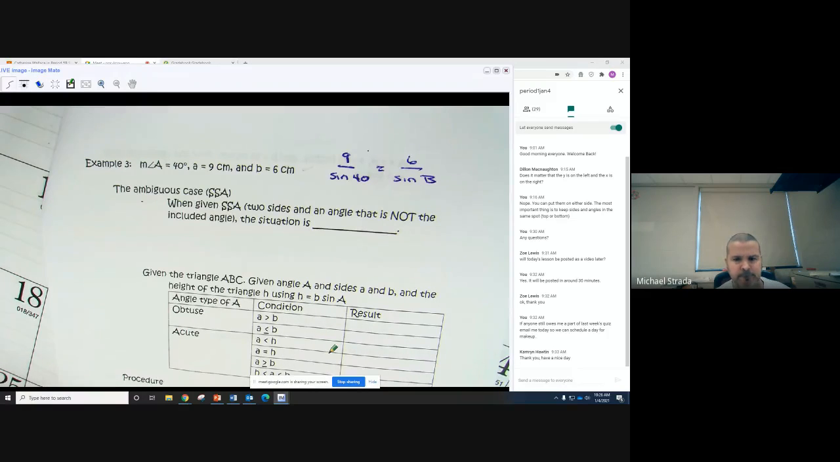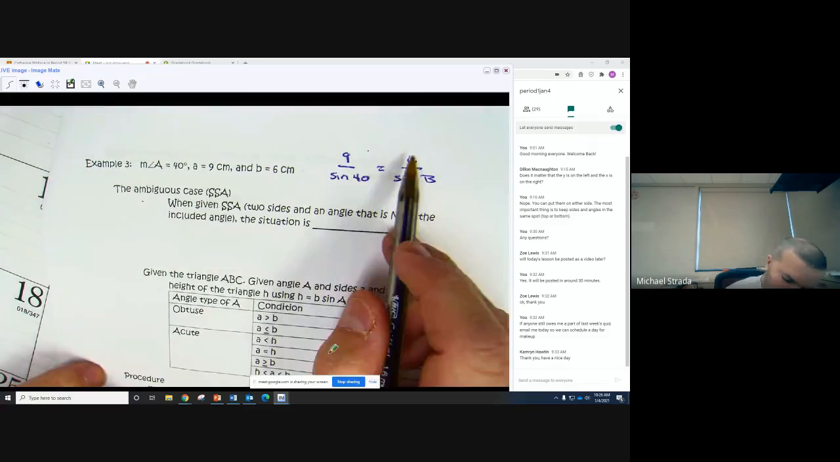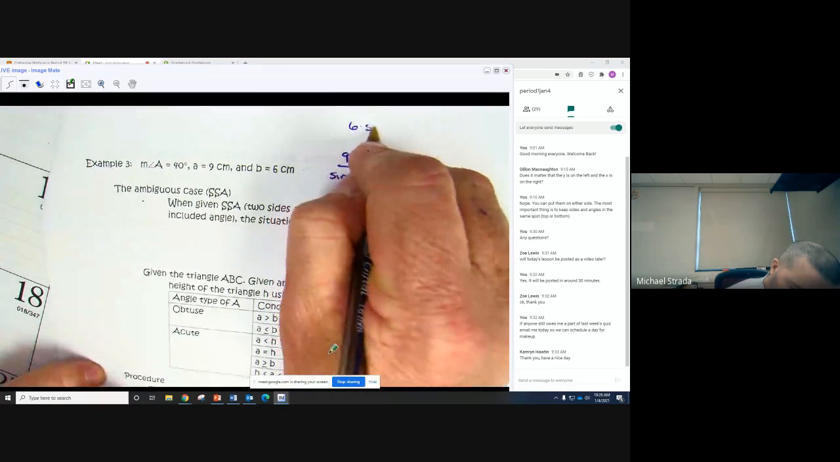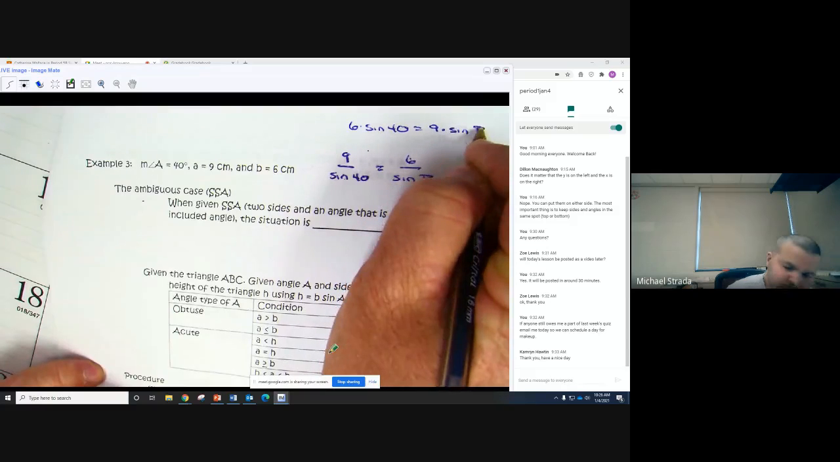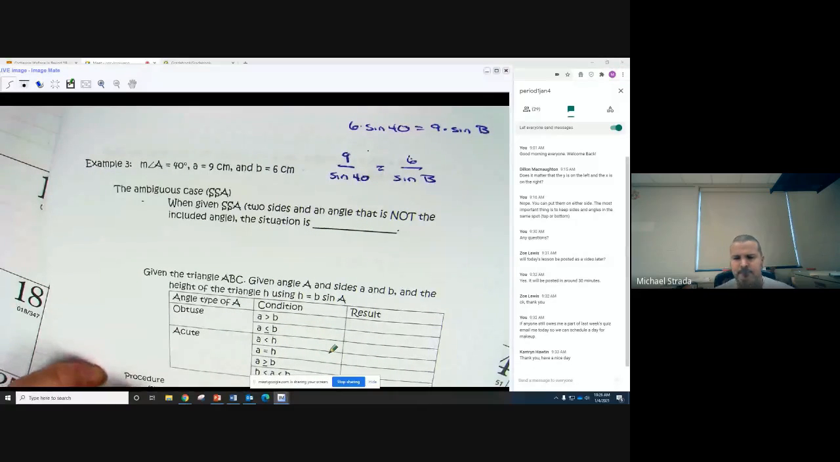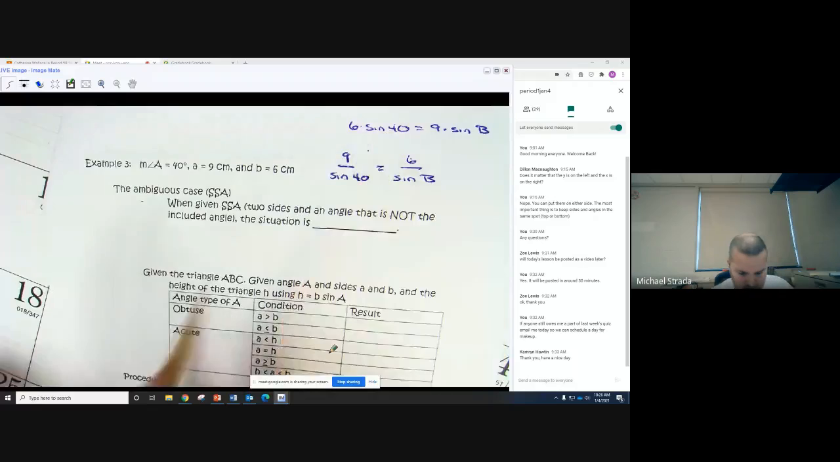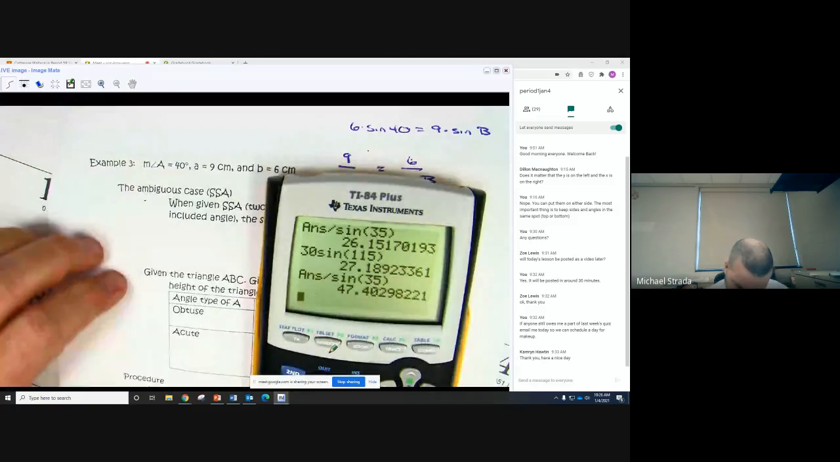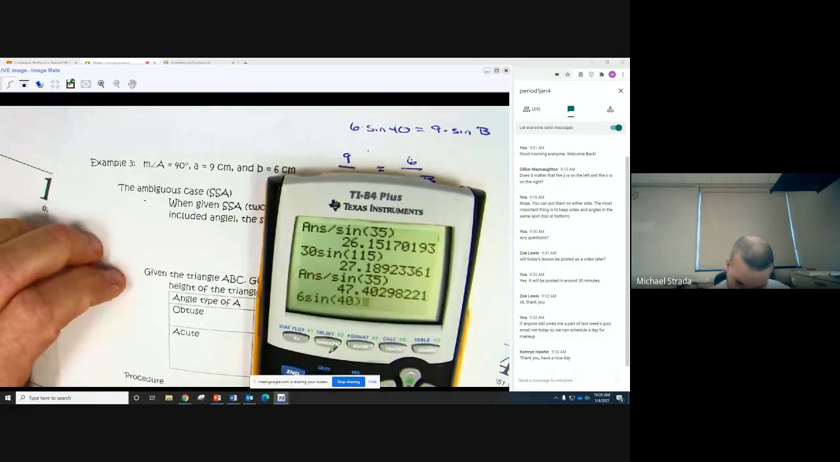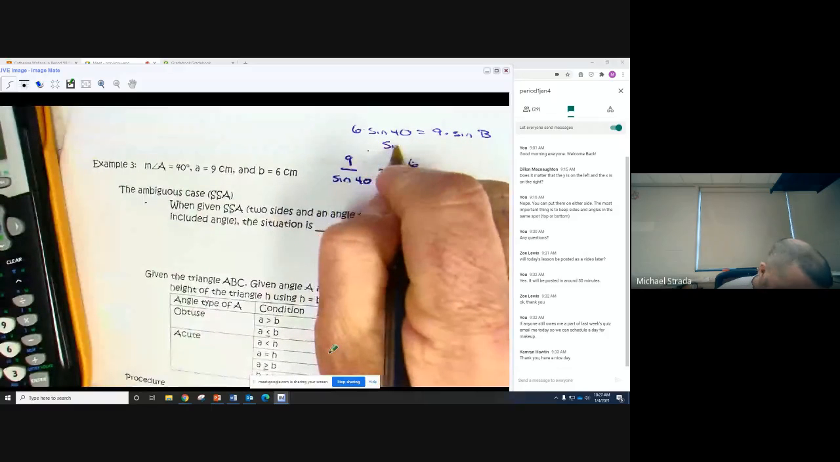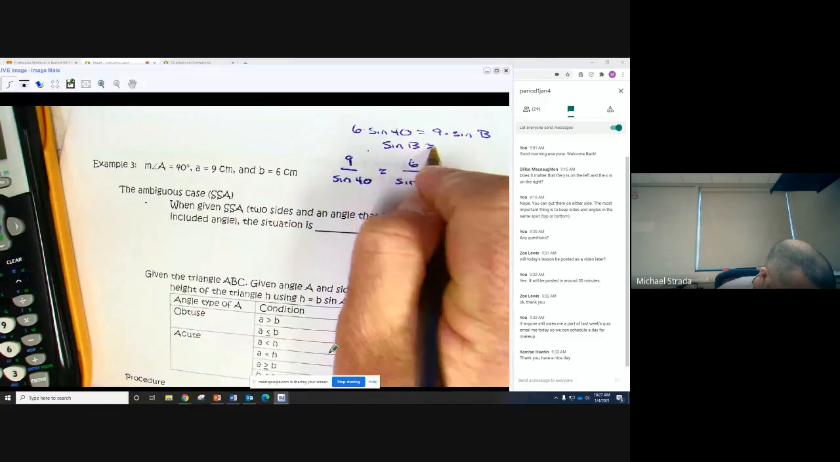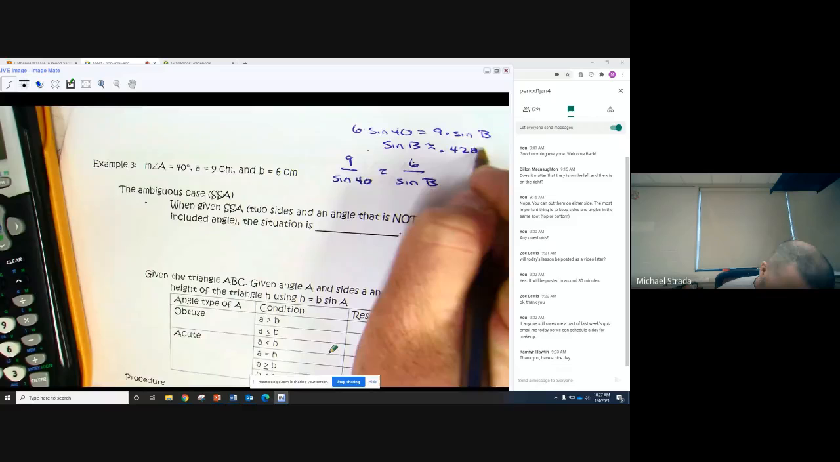All right. So I do 6 times sine 40 equals 9 times sine B. I go to my calculator. I do 6 sine 40. To solve for the sine of B, I divide by the 9. And sine B is approximately 0.4285.